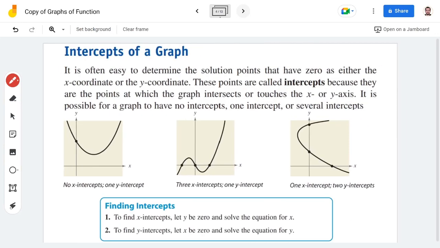Now let's identify the intercept. Okay, who can read this one? Who can read it? Maria, read it.